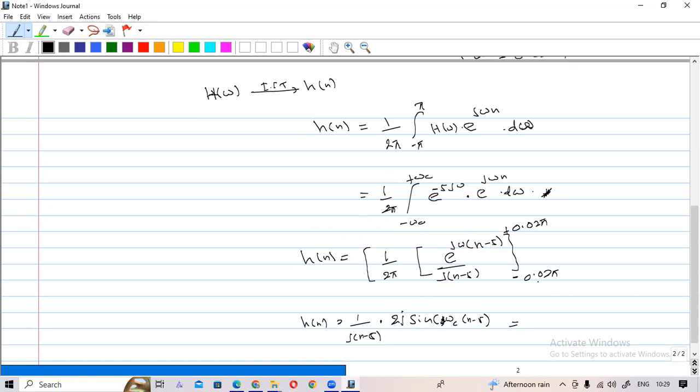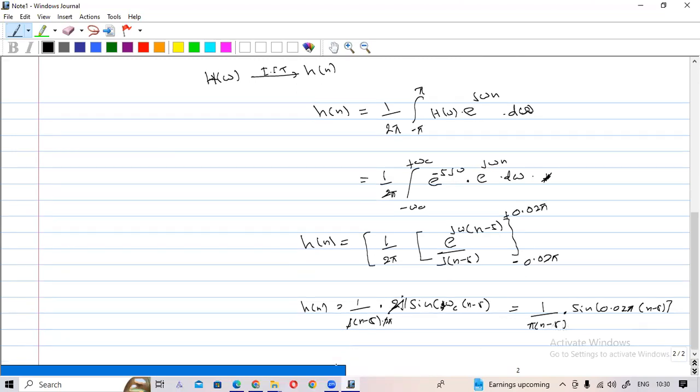And so instead of this omega c, you have to apply the limit. Then the 2j will cancel out, and 25 is also here. So 2j cancel. Then you will have 1/5(n minus 5) sine of omega c, which is 0.025, times (n minus 5). Okay, this one. So this is the Hn.